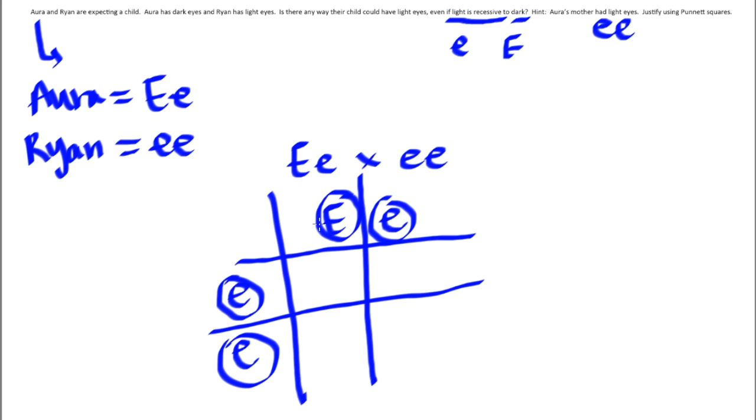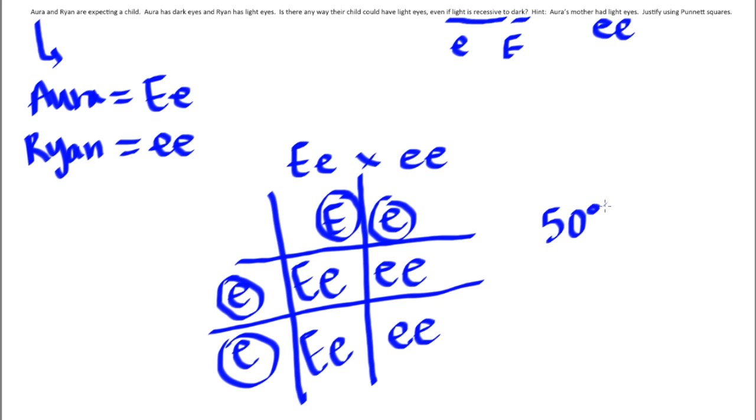So if they have this child, it's going to be capital E, lowercase e, capital E, lowercase e. These two together make two lowercase e's, and then here two lowercase e's. So let's analyze this. They have a 50% chance of having a dark-eyed child and a 50% chance of having a light-eyed child. So that's what you want to write. There's a 50%. So the answer is yes, they could have a light-eyed child.